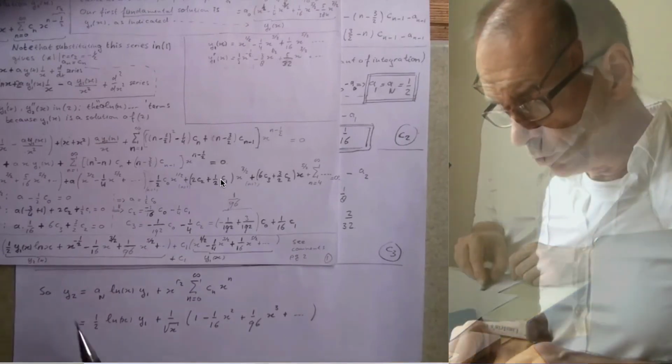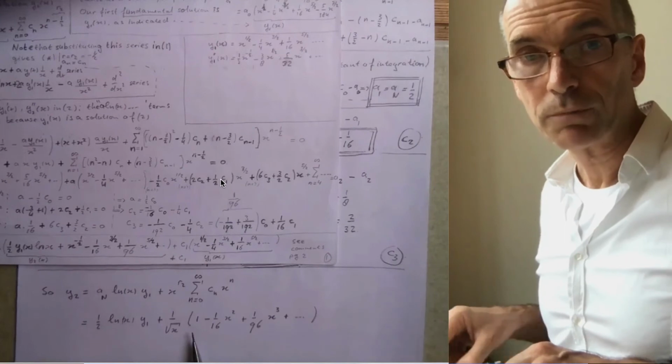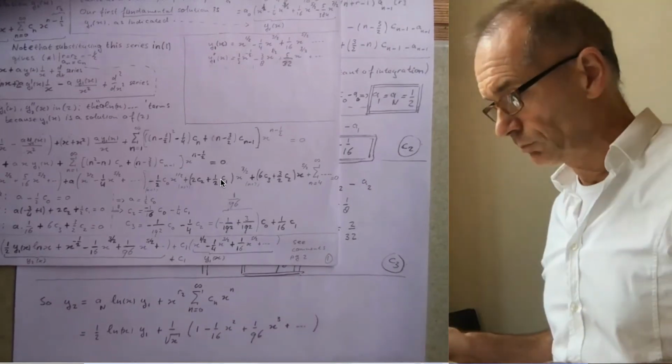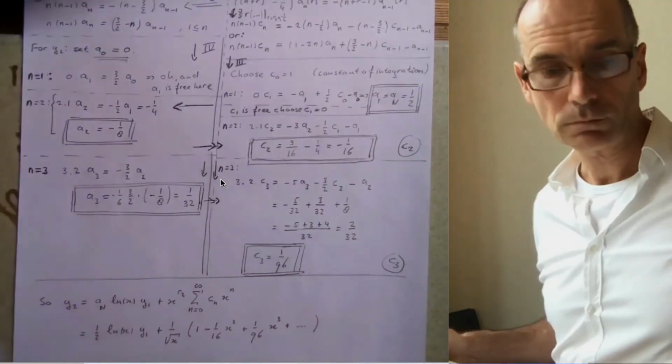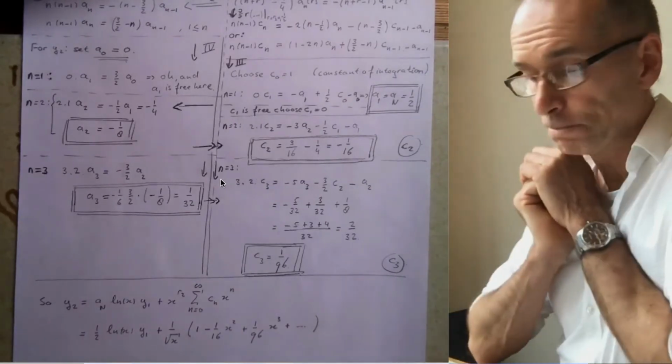And don't forget to multiply by x to the power minus half, which is 1 over the square root of x. So, that's it. See?